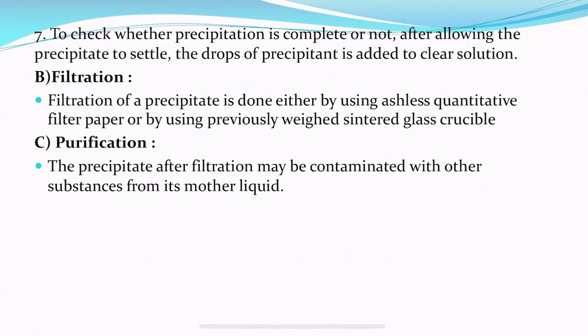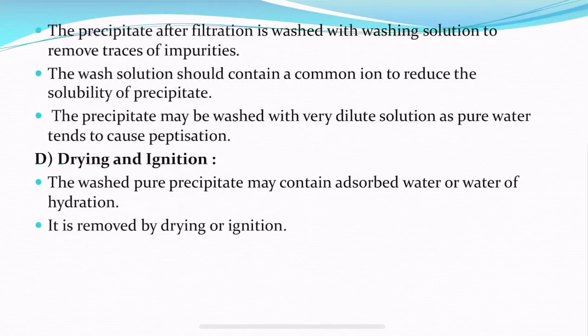The precipitate after filtration is washed with the washing solution. The washing solution will be distilled water or the solvent we have used to prepare that solution, to remove traces of impurities. The washing solution should contain a common ion to reduce the solubility of the precipitate, and the precipitate may be washed with a very dilute solution, as pure water tends to cause peptisation.